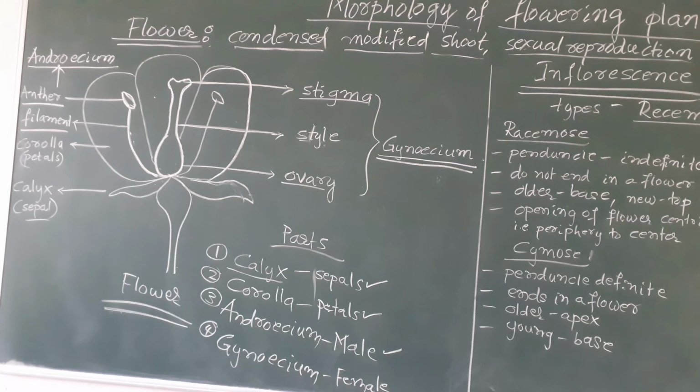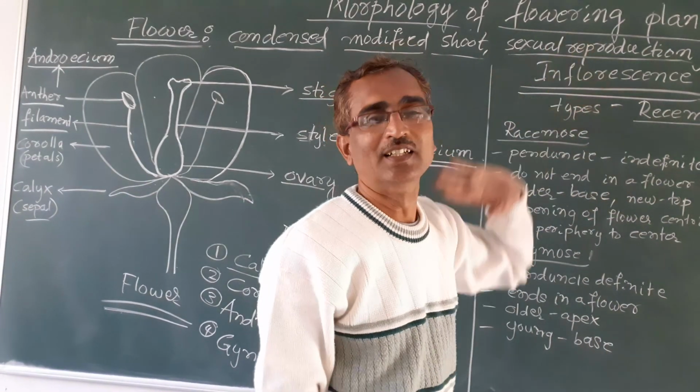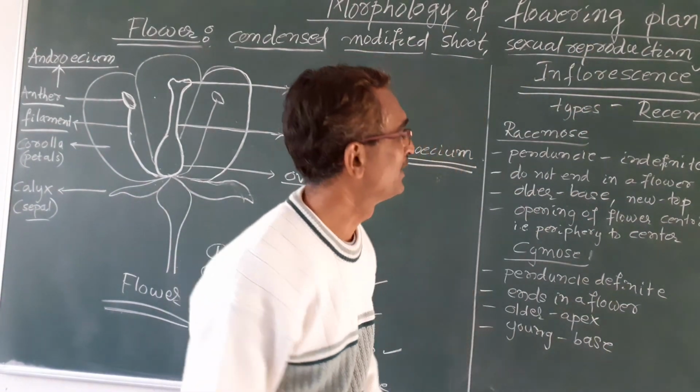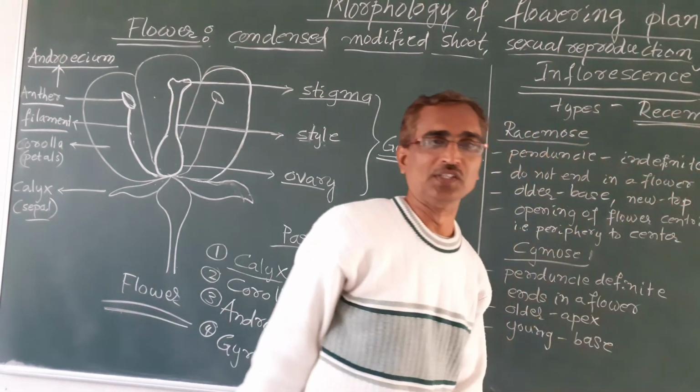Okay, and next, inflorescence. Inflorescence means the arrangement of flowers on the peduncle. The peduncle is the central axis on which the flowers are arranged, and this arrangement of flowers is known as inflorescence. In inflorescence, we have two types: one is racemose and the other is cymose.